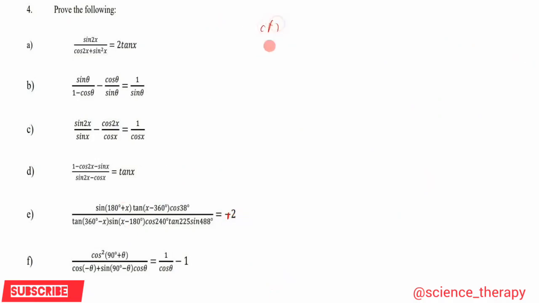Okay, now let's look at the last one. We have this, the left-hand side, so we are trying to prove that it is equal to the right-hand side. So this is cos squared 90 plus theta, and then over cos negative theta plus sine 90 degrees minus theta, and then cos theta, right?